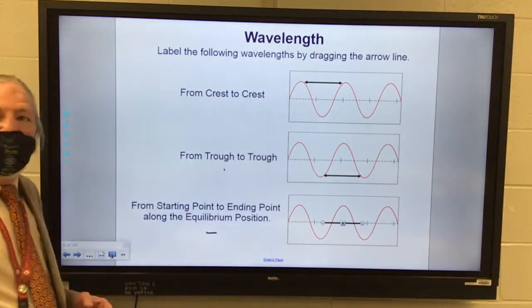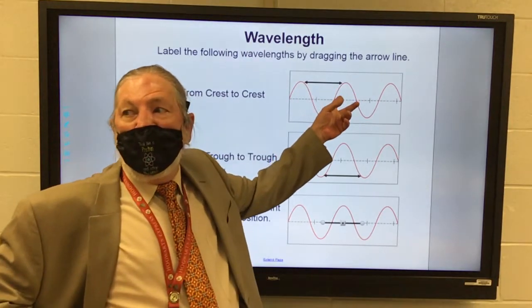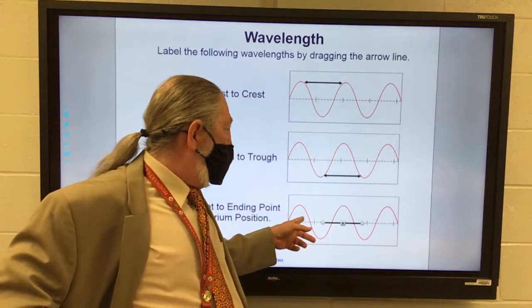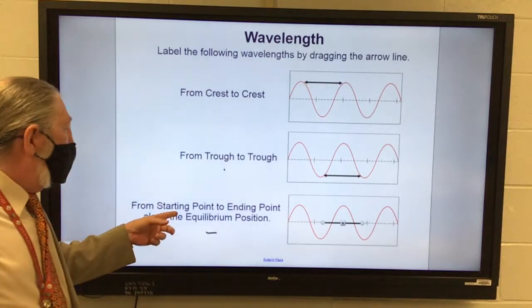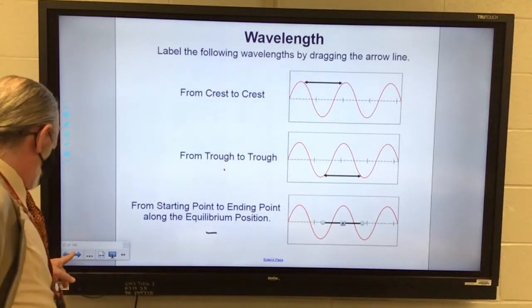Okay. So you see this? Here's the crest. Trough. And what's this? Equilibrium. The equilibrium or the rest position, right?